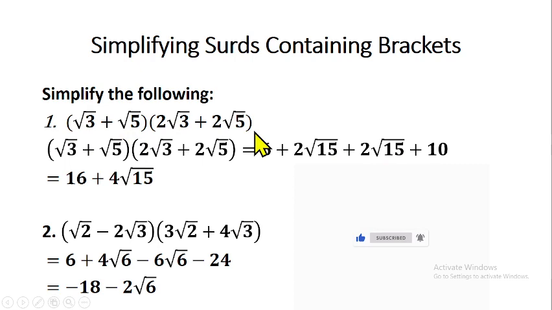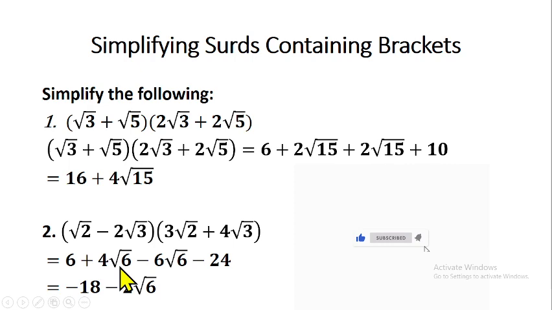Let's look at the second question. This bracket is multiplying this bracket. You go again, so 2 times 3 surd 2 should give us 6. How? 2 times surd 2 will give us 2, and 2 times 3 will give us 6. Then also surd 2 we go again to multiply this 4 surd 3. And how do we do that? 2 times surd 3 will give us surd 6. So 2 times 4 will give us 4 surd 6. Do you understand that?